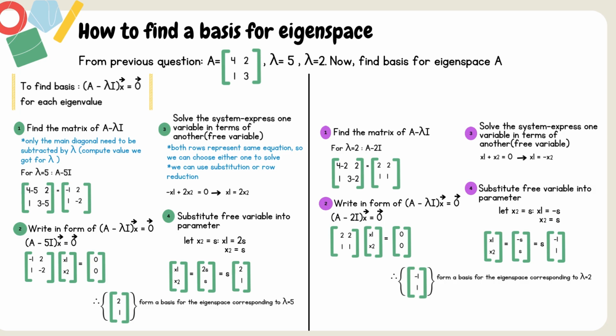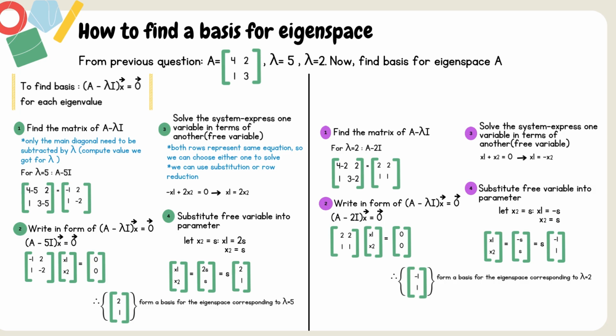Step 3, solve the system by expressing one variable in terms of another, which is the free variable. Note that both rows represent the same equation, so we can choose either one to solve, and we can use substitution or row reduction method. From the first row, we get -x1 plus 2x2 equals 0. That gives us x1 equals 2x2.